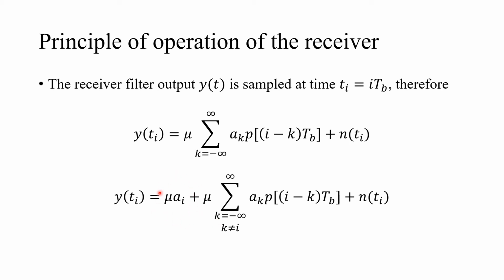Here the first term will represent the original signal, the original bit amplitude, that is mu a_i. Mu is the scaling factor and a_i is the signal level, and this is the noise n(t_i), and this middle parameter is the term that represents the intersymbol interference. This term will consist of all the amplitudes due to the remaining bits. That is why it is mentioned as k equal to minus infinity to infinity except the i value. So this term will represent the intersymbol interference.